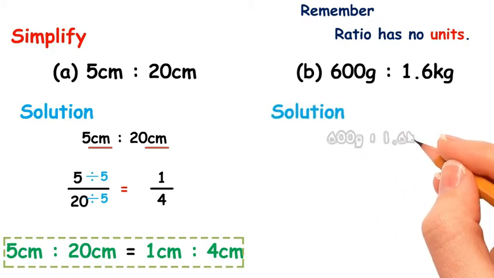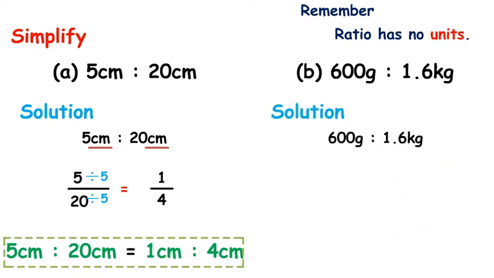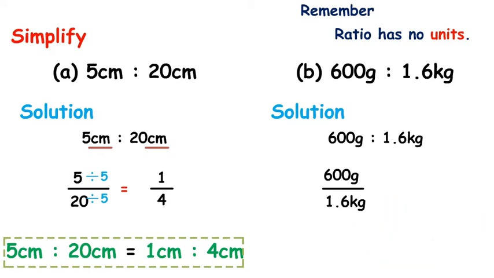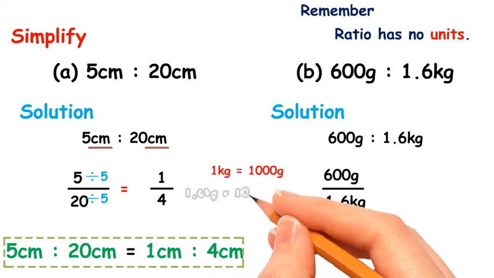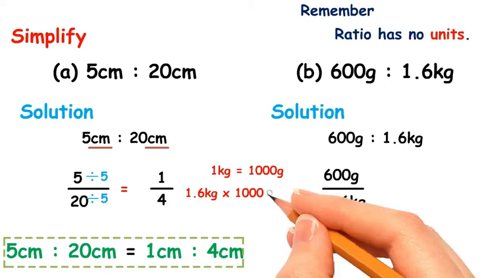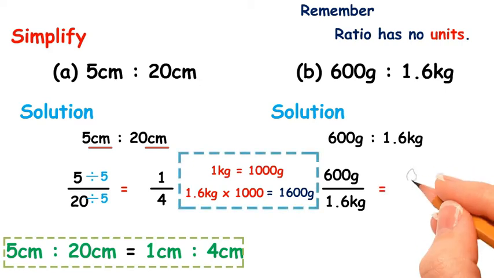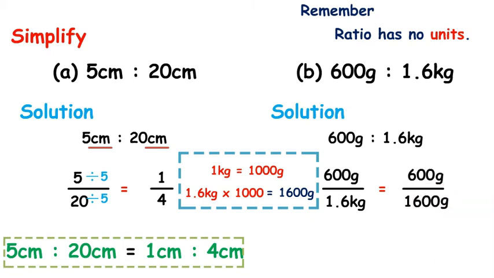Now 600 grams is to 1.6 kilograms. To find the equivalent ratio, we can write it as fraction. You have noticed here, units are not the same. First, we will make the units the same, then we will get rid of them. 1 kilogram equals 1000 grams. So 1.6 kilograms times 1000 equals 1600 grams. 600 grams over 1.6 kilograms equals 600 grams over 1600 grams. We can remove units.